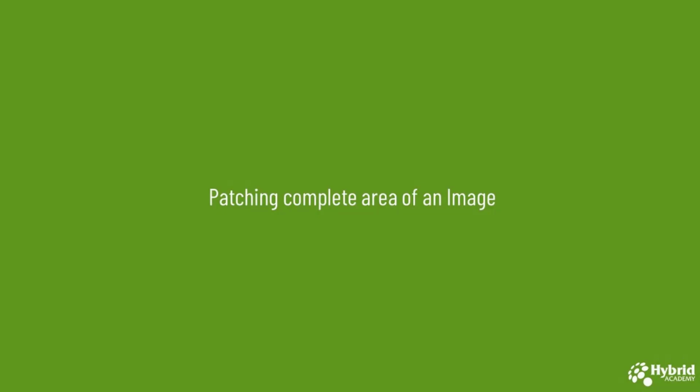Now moving further, let's see how we can patch the complete area of an image. Like in the previous spot healing tool or the healing tool, we were healing or patching a very small area of the picture. But in case we have a large or bigger area to be patched or covered up, how can we do that using the patching option available in Photoshop?